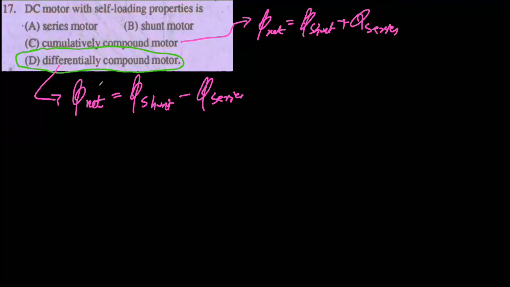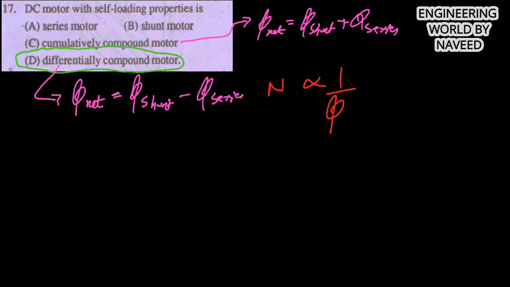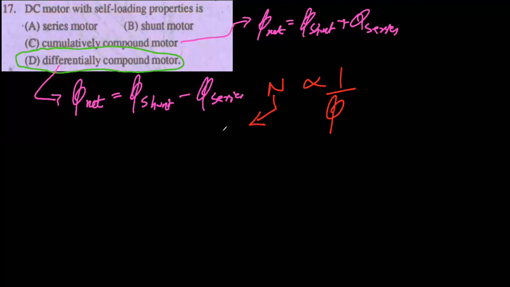Due to which the field flux gets decreased. But one question which comes to your mind is that if the net flux decreases, then the speed should increase. But it is not as much of an increase as we expected. So you can say that the speed regulation is good.